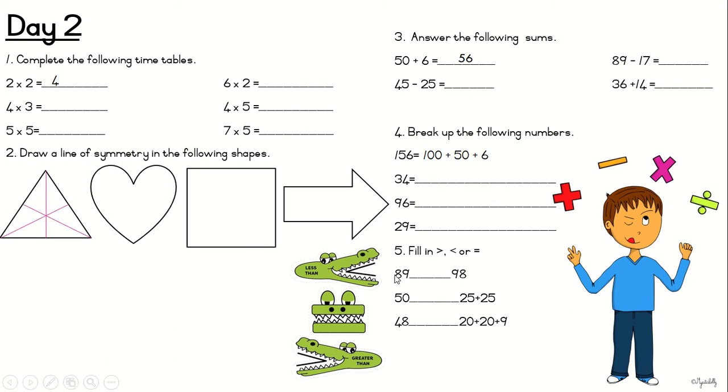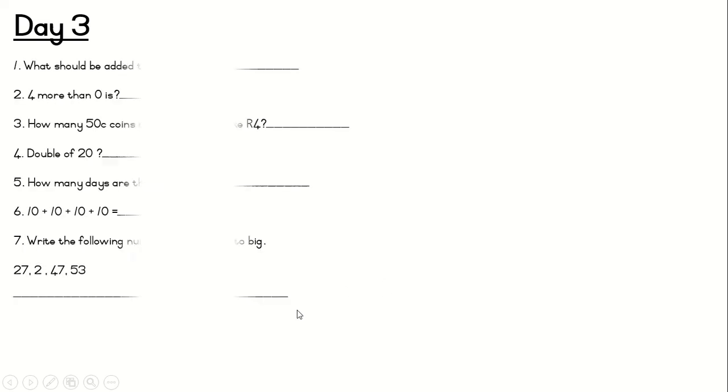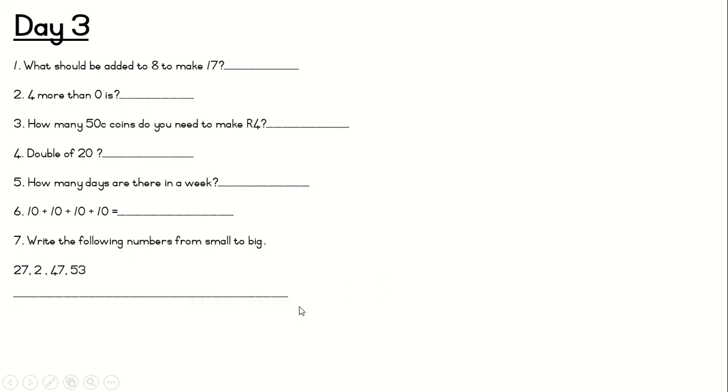If you put 89 in front of him or 98 in front of him, which one is bigger? 98, which means the crocodile's mouth needs to face 98. And I'm going to leave this to 2 for you. Let's go to day 3. Day 3 of workpack 1 is again mental maths. These ones I'm not going to answer, but I'm going to explain each question to you.